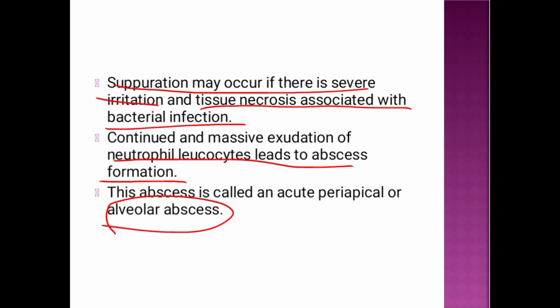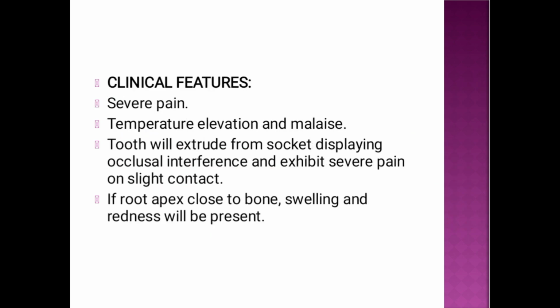Sometimes you have this root and this abscess, and the abscess is externally connected to a sinus or other structure by a tract. Through that tract, the inflammation or infection will spread into the surrounding tissue. It will involve the tissues and also the bone. Other clinical features: the patient has severe pain, temperature elevation, and malaise.